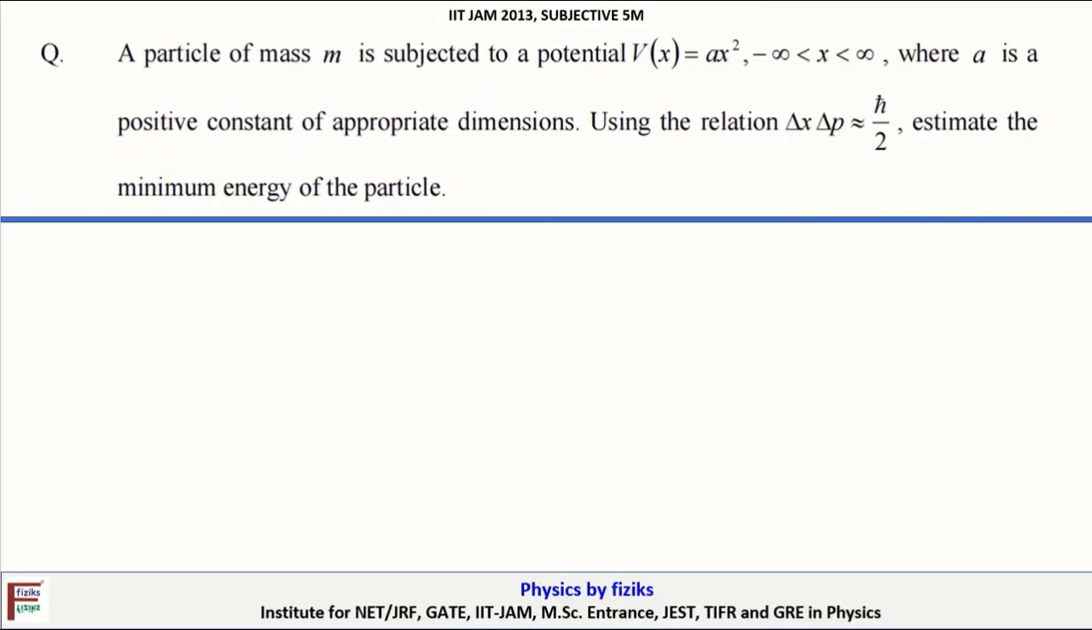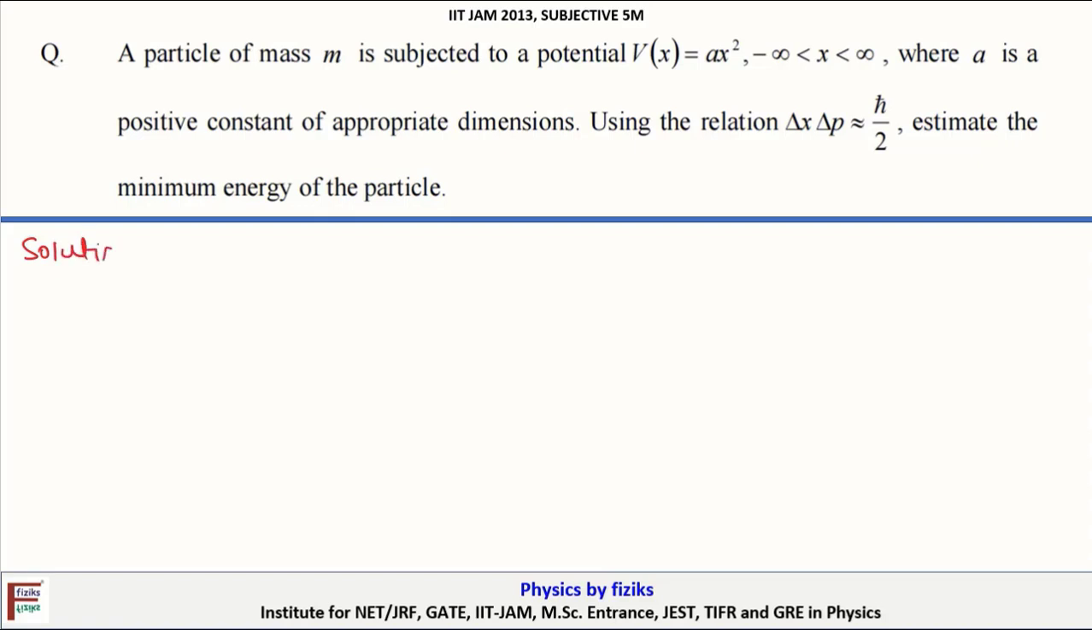A particle of mass m is subjected to a potential V(x) = ax², where x goes from minus infinity to infinity and a is a positive constant in appropriate direction. Using the relation Δx Δp = ħ/2, estimate the minimum energy of the particle.